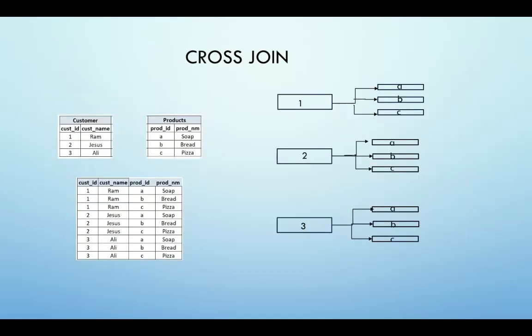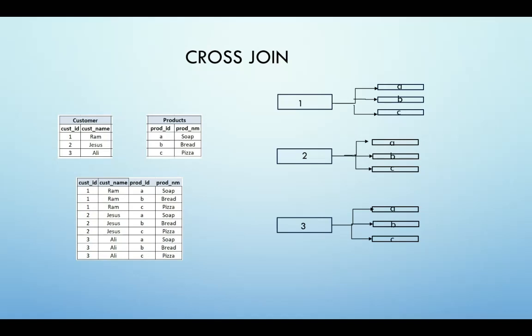Let's go with cross join. What is cross join? A cross join is used when there are no columns participating in the join condition. As I mentioned, whenever you're creating a join kind of query, you need to have 2 or more tables. I have taken a customer table and a products table here. For the customer table, we have 3 records, and for the products table, we have 3 records.